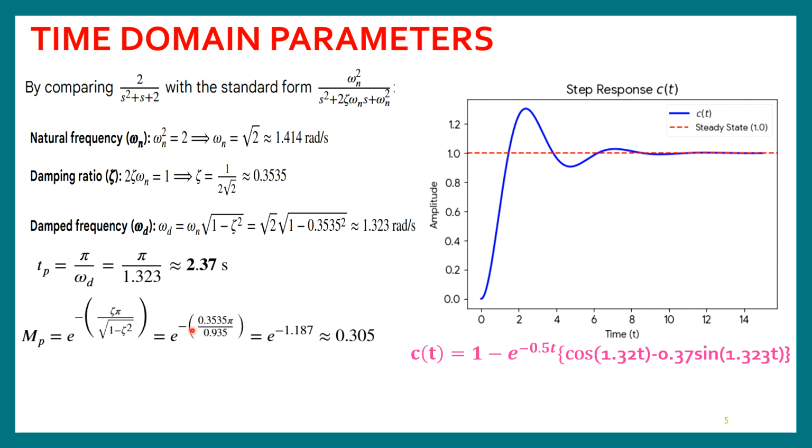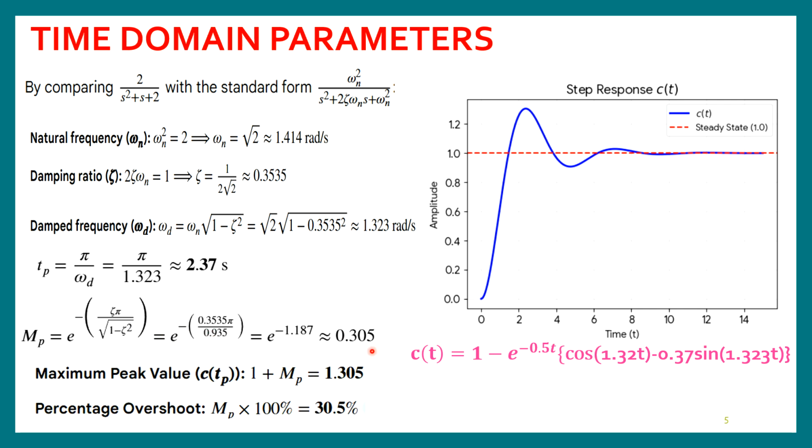And also the peak overshoot formula is e power minus zeta pi divided by root of 1 minus zeta square. The peak overshoot is 0.305. It means 1 plus 0.305, so peak overshoot is around 30.5%. So this is the response of the system without considering any zeros. Let us do the same procedure and consider adding various zeros. Let us correlate the responses.